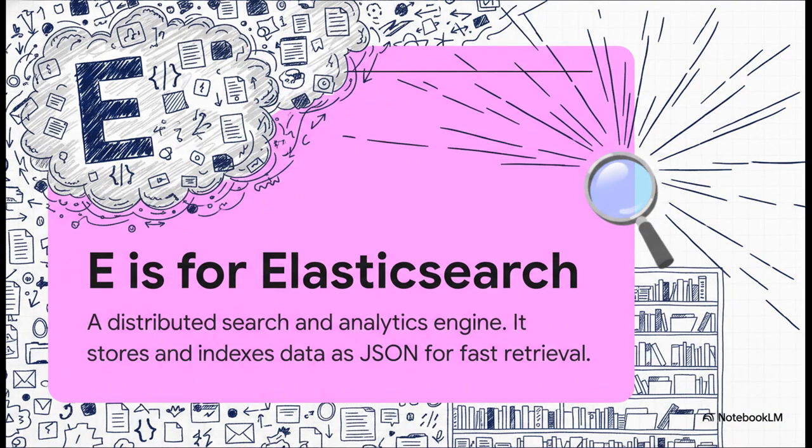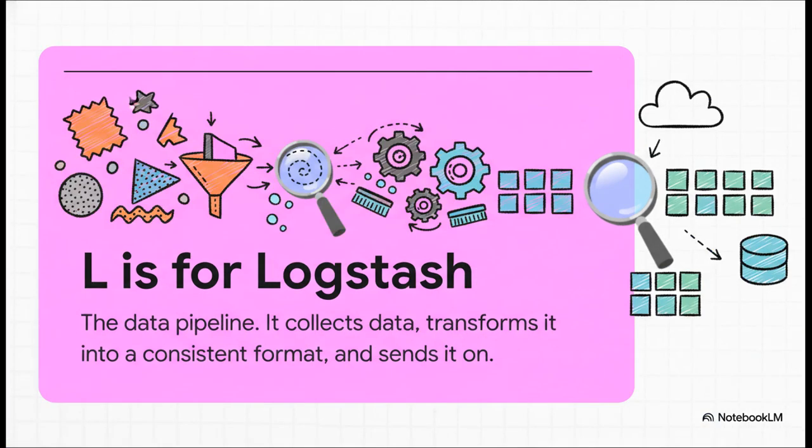First up, we've got the E for Elasticsearch. And honestly, this is the heart and soul of the whole stack. It's a massive, scalable search and analytics engine. What it does is take all of your data, stores it in this really flexible, easy-to-read format called JSON, and then it builds this super powerful index. And that is the secret sauce. It's why you can sift through terabytes of data and get an answer back in like milliseconds. It's crazy fast.